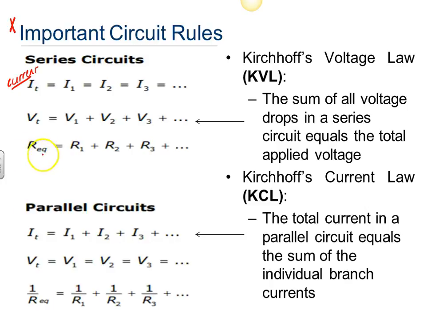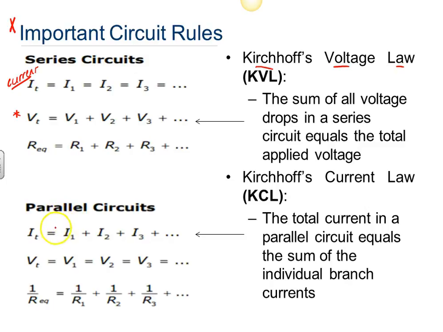Then we have Req. This is the equivalent resistance. The equivalent resistance, or the total resistance for a circuit, is going to be the sum of the individual resistors or resistances. Okay. We also have a major law in physics, Kirchhoff's voltage law, KVL. It says the sum of the voltage drops in a series circuit equals the total applied voltage. That's just referring to this one.